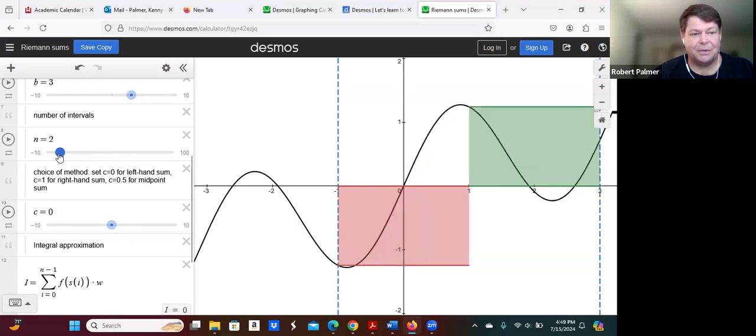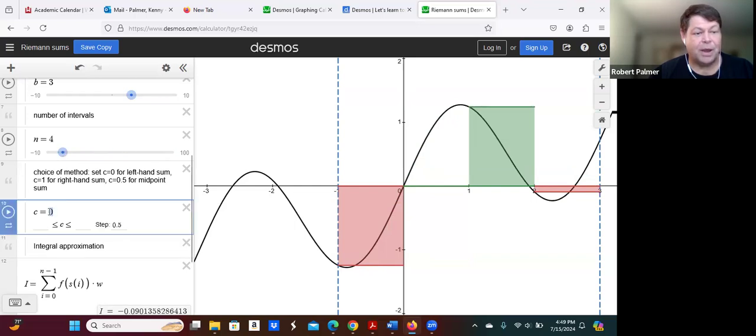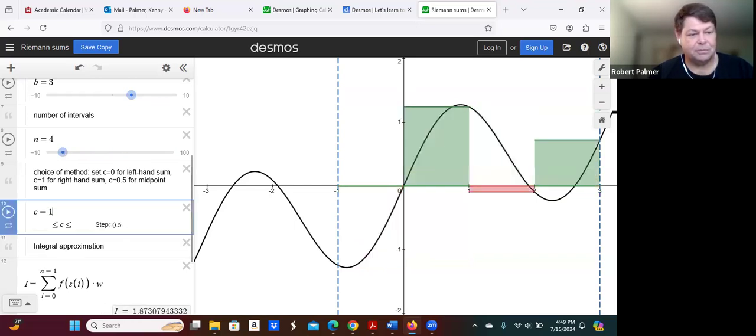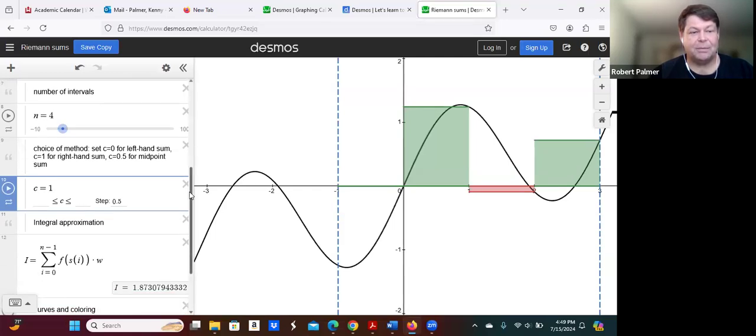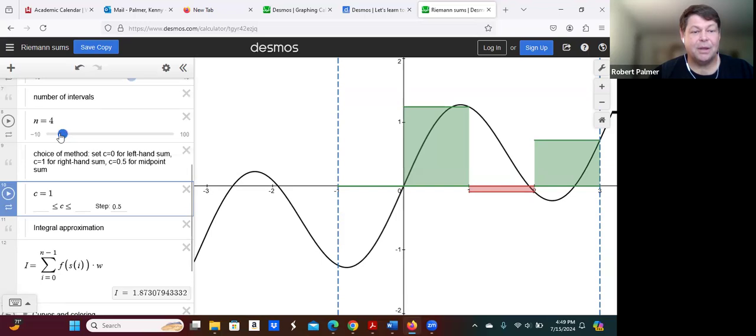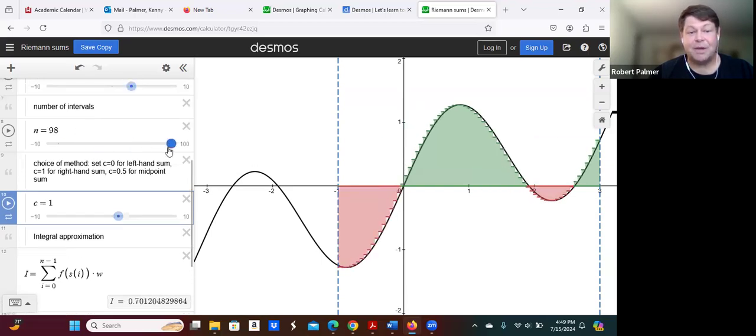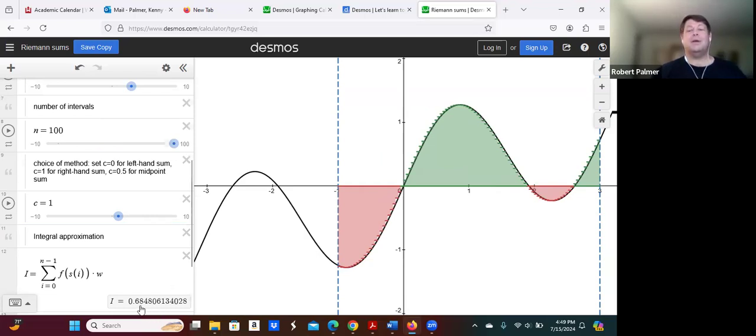Let's go back to 3, okay? Right here, for the left-handed sums, the height of each rectangle is taken at the left of the interval. I can change this, so I'll do 1 for a right-handed sum. Now you notice that value is at 1.8. Let's actually go to 100, and it should be very close to the same value we saw before. Okay, it's actually a bit larger, about 0.68, but it's pretty close to what we saw before with the left-handed sum.